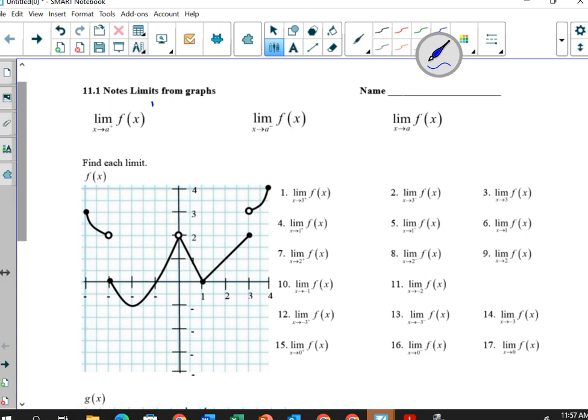So this says the limit of f of x as x approaches a from the right. We're not going to write this on all of them, but that's just so you know how to read it, what it actually says.